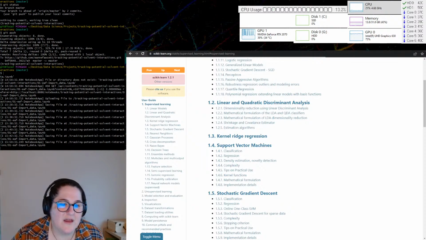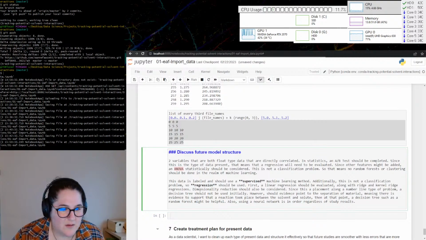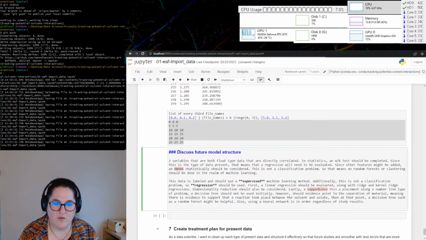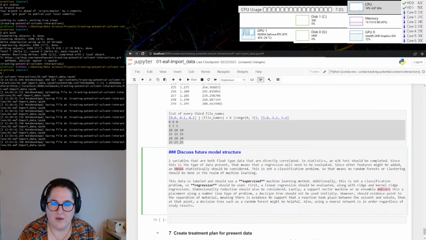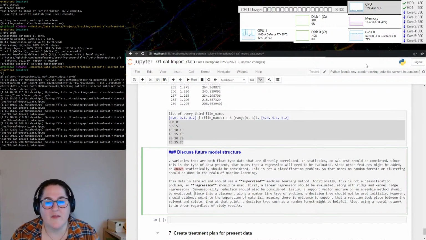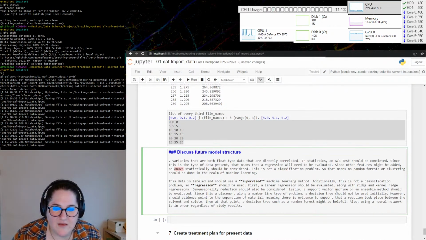Then we also want to look at a support vector machine. Lastly, a support vector machine or an ensemble method should be evaluated. And then we get into some other stuff. Placement along a decision tree should not be used initially, however, should evidence point to the separation of material, dimensionality reduction, some other stuff, like basically this is not linear, a decision tree might be helpful.